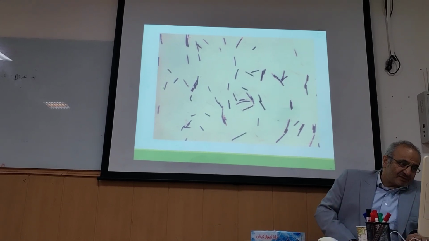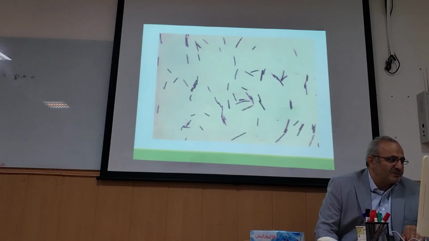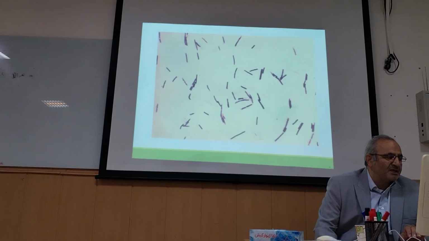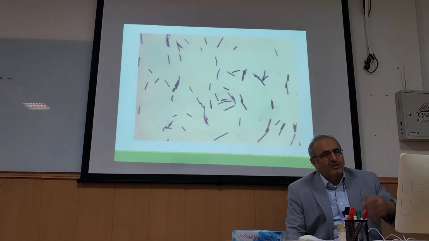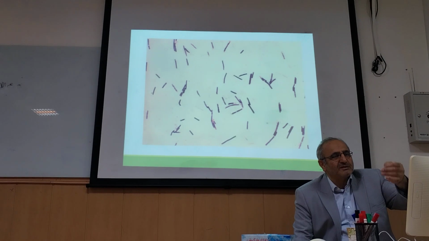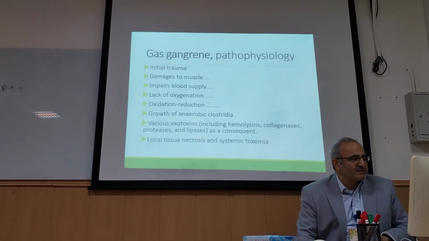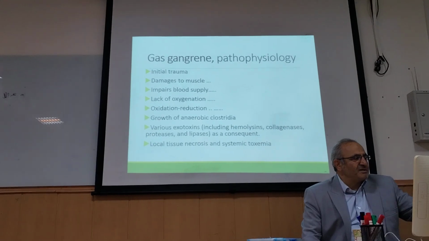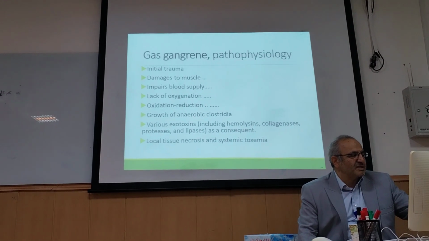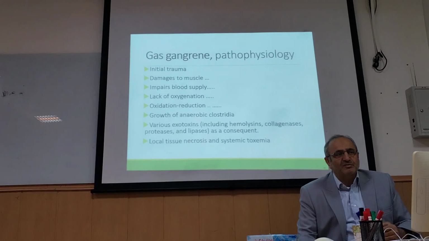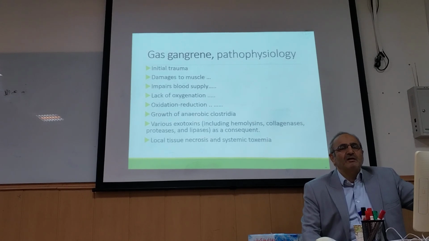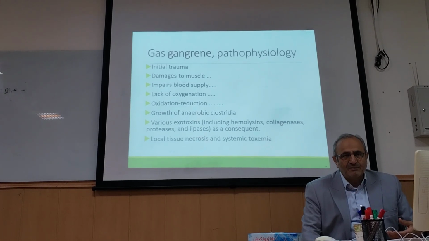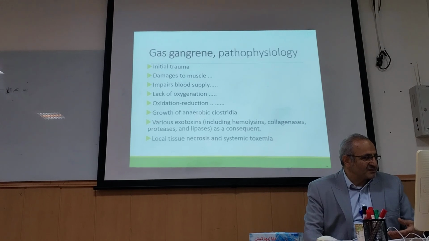Okay, in this slide you can see again the appearance of the organism. These are spore-forming organisms. You cannot see the spores here, but on the other slides I brought from other Clostridia, you can see the spores very well. Look at this: lack of oxygenation. In this slide, damage to muscles impairs blood supply, causing lack of oxygenation. These are consequences of damage to the tissue, the result of physical trauma of the muscles. If you damage the muscles, then you stop them from receiving oxygen.